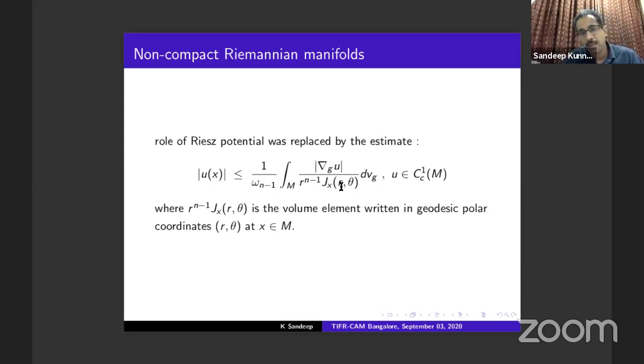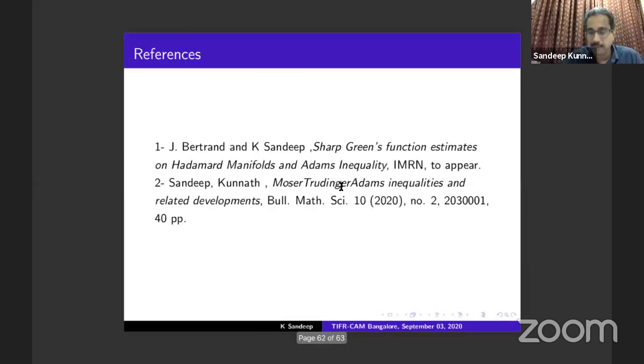So in the case of Moser-Trudinger, you have a complete result. But in the Adams inequality, what we proved needs a bound on the sectional curvature and the Ricci curvature. Okay, so with that, I will stop here.